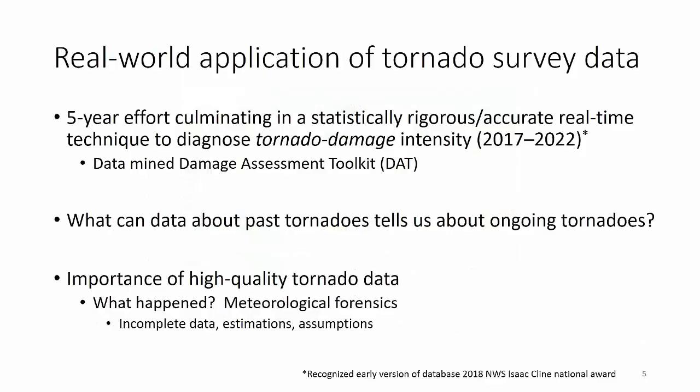The real-world application of the tornado survey data: basically, for the last 5 years we've been looking at this information and trying to develop a statistically rigorous technique from which we data mine the DAT information. Basically, can we look at past tornado data to tell us about what may be ongoing in terms of tornado intensity? With the DAT, there's certainly an importance for having high-quality tornado data from which we can then build good scientific data sets and use these meteorological forensic techniques to build these tools and schemes in which we can say something about what's going on in real time.